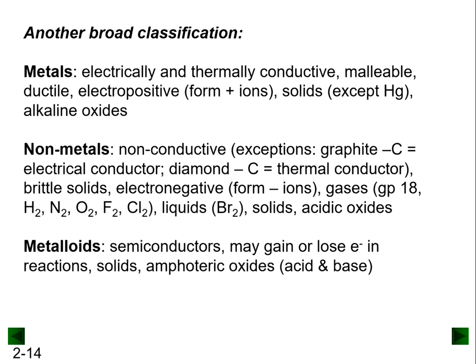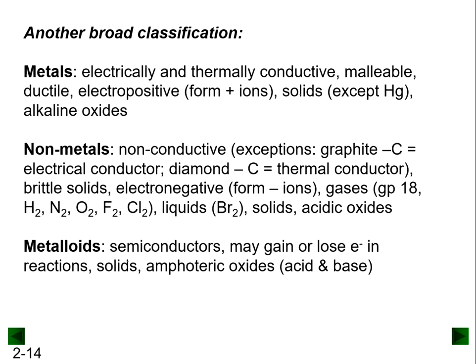And there are gases, liquids, and solids. The gases are the group 18 elements, the noble gases, as well as hydrogen, nitrogen, oxygen, fluorine, and chlorine. And bromine is the only liquid nonmetal. So there are two liquid elements at room temperature, mercury and bromine. Bromine is a nonmetal, mercury is a metal. The nonmetals tend to form acidic oxides in their oxide compounds.